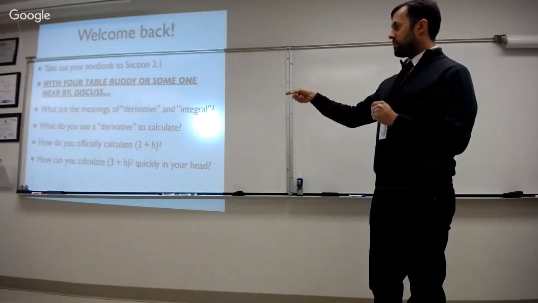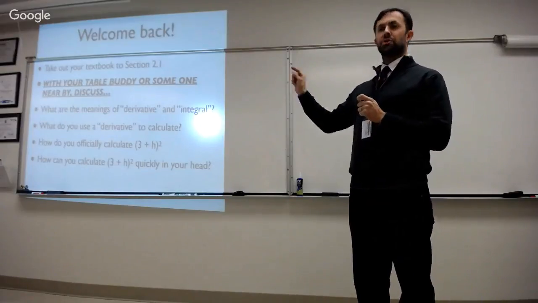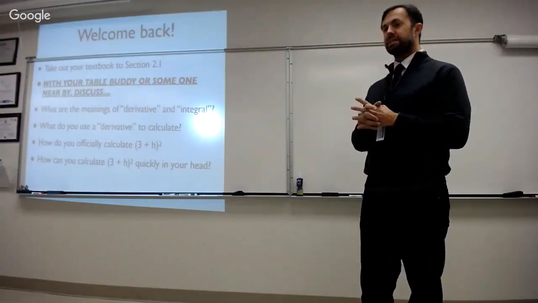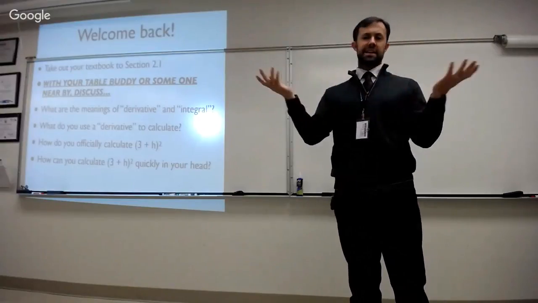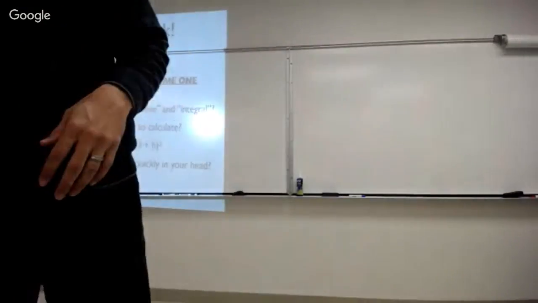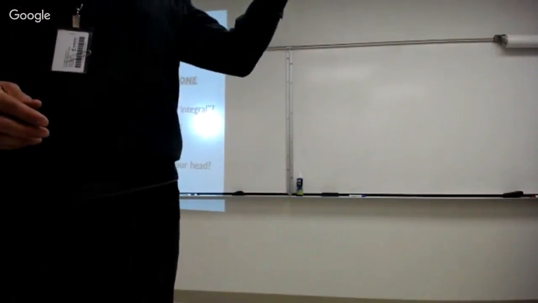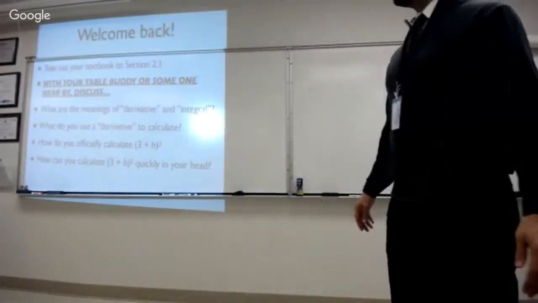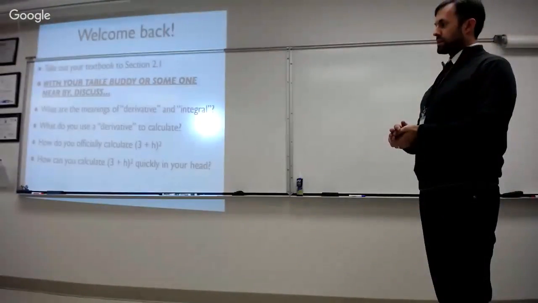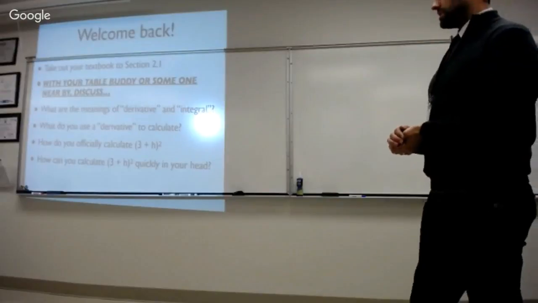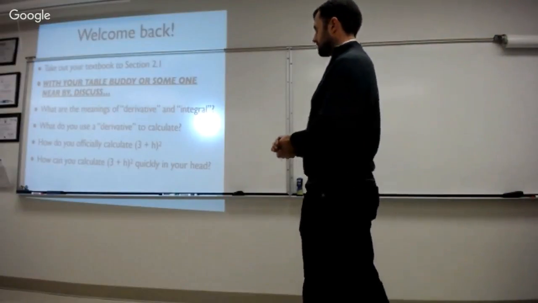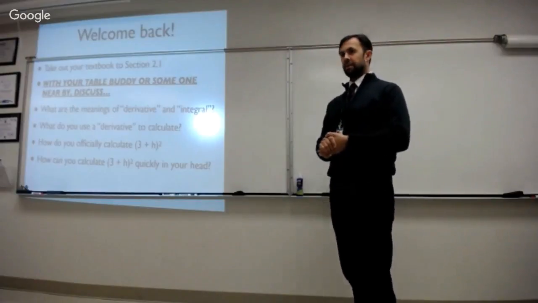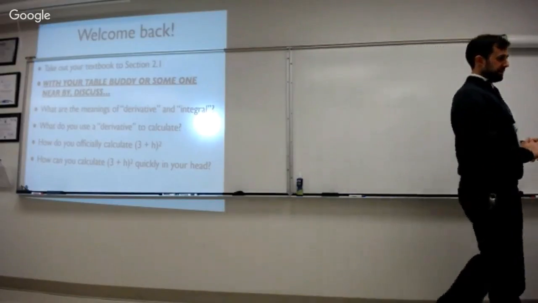That's just more of the same definition. But then, how would you officially calculate (3 + h)²? So that's a little review of FOIL. Go ahead and calculate that on paper. Just take out a sheet of paper, or do it at the top of your what does a derivative find. Then, what is the shortcut for calculating (3 + h)² quickly in your head? Chat with your neighbor and come to an agreement on those questions. You've got 2 minutes.